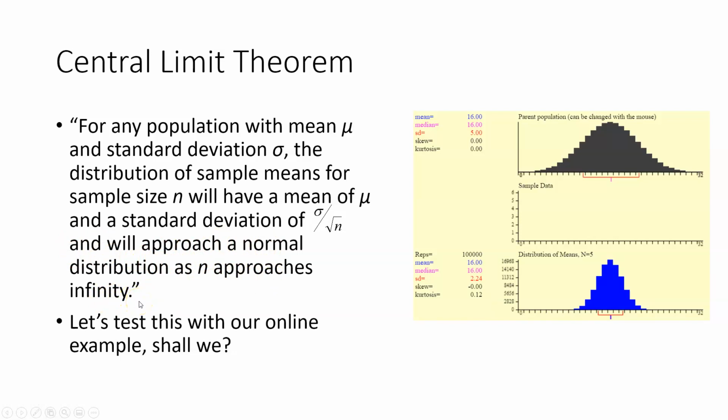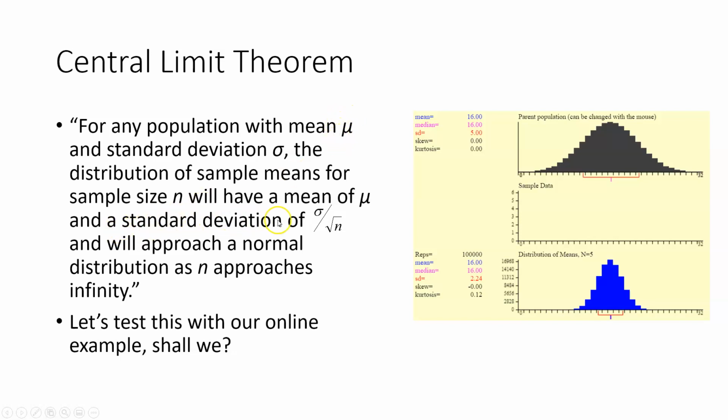Okay, I know that sounded like a foreign language, so I'm going to break it down a little. If we have a population that has a mean of mu, like here, it's the mean of 16, and the standard deviation of sigma, in this case it's 5, the distribution of sample means down here for a sample size of n, which in this case is 5, will end up having a mean the same as the population mean of mu. So you can see here the mean of the sampling distribution is the same as the mean of the population.